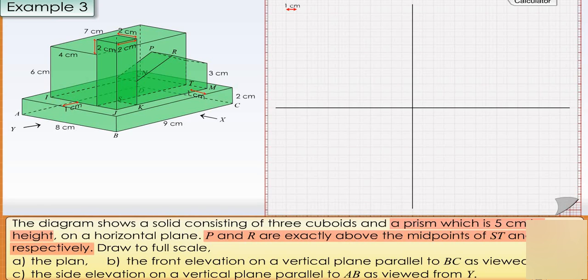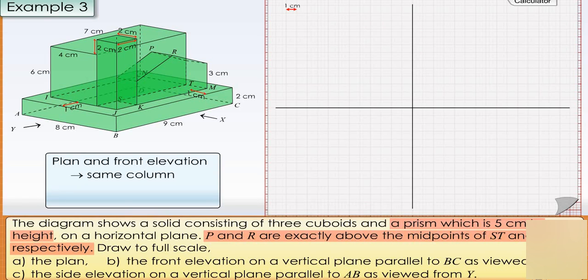It is always a good idea to draw the plan and the front elevation in the same column and the front and side elevations in the same row. As the view from X is the front view of the object, then the view from Y is the view from its left. So, we will place our side elevation in the left column. Hence, the plan and the front elevation will be in the right column.